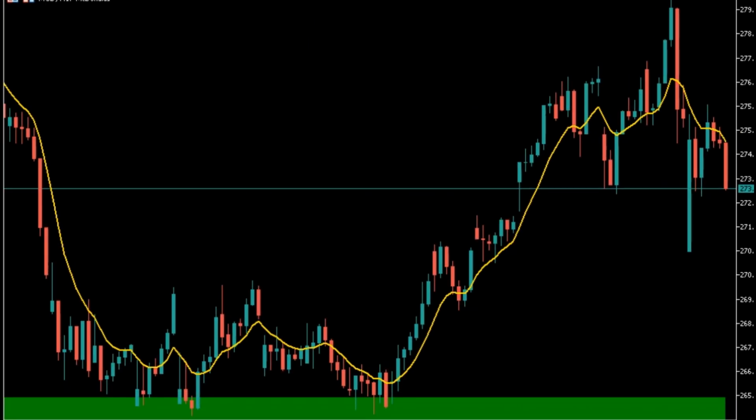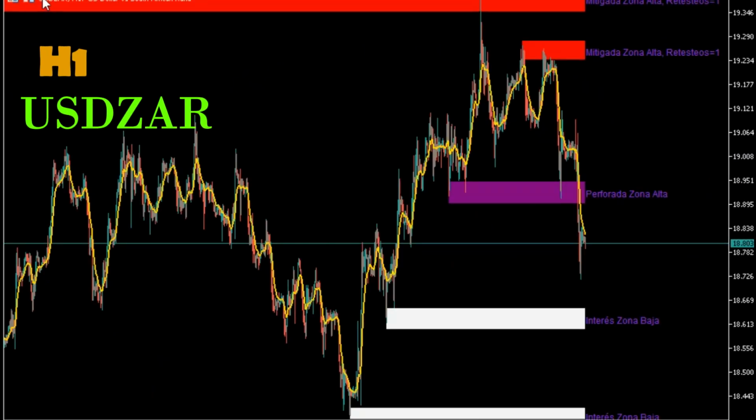So guys, let's take a look at the sell trade. Let's flip to the next chart. As you can see, this is USD ZAR, or US South African Rand. As we can see, we have this trade zone, but it was not tested the second time, so we don't take this trade. But as you can see, a new zone was formed right here. Price pulled back and tested it the second time.